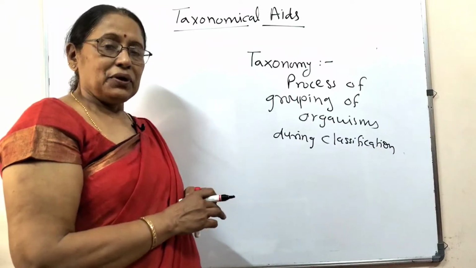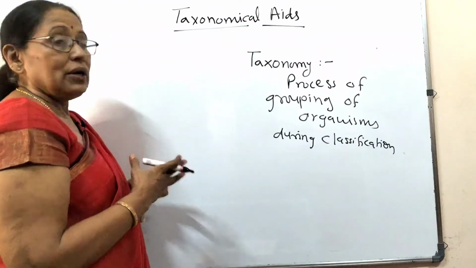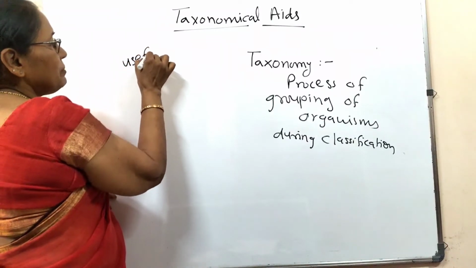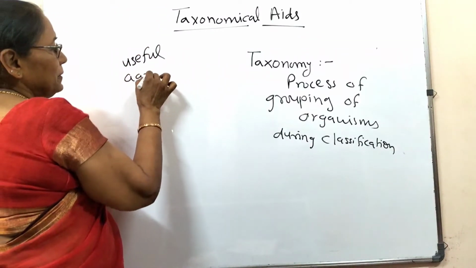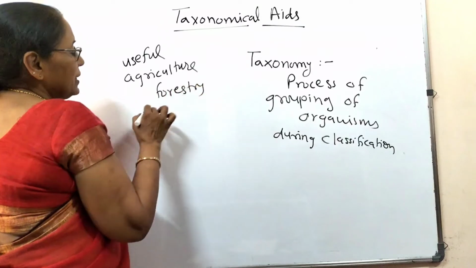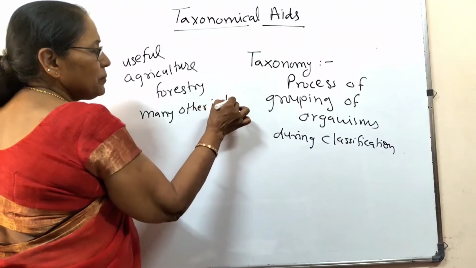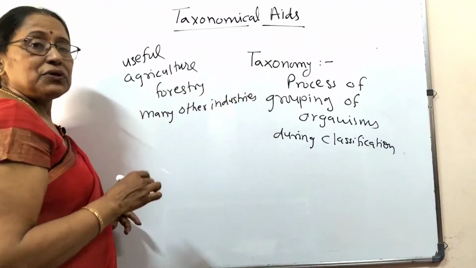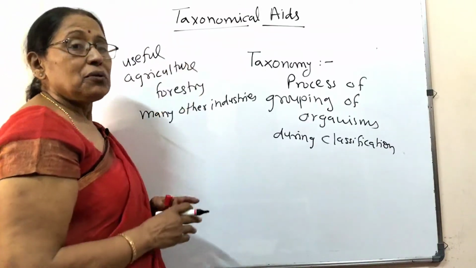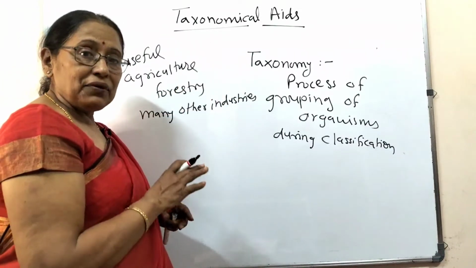Taxonomy is very important because whatever knowledge we acquire by taxonomy is very useful in many industries. It is useful in agriculture. It is useful in forestry also. It is useful in many other industries. At the same time, first and foremost, to gain the knowledge about all, taxonomy is important. Taxonomy means forming the different categories by the process of classification.